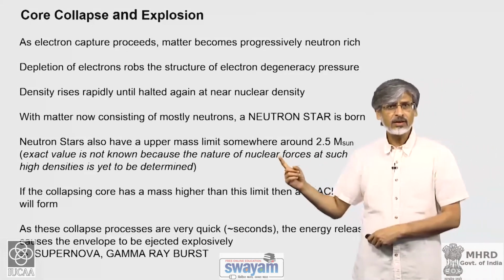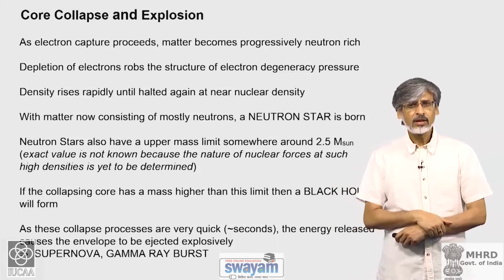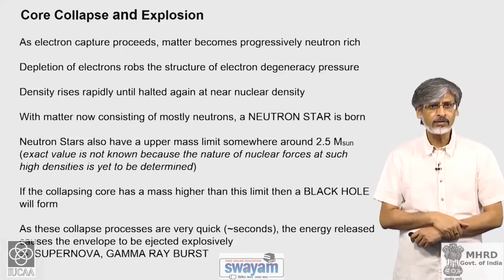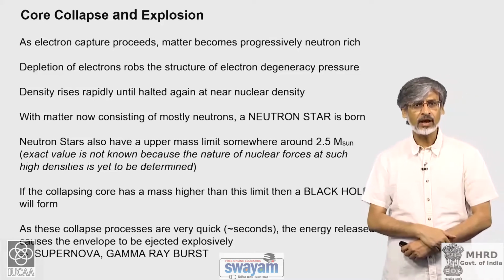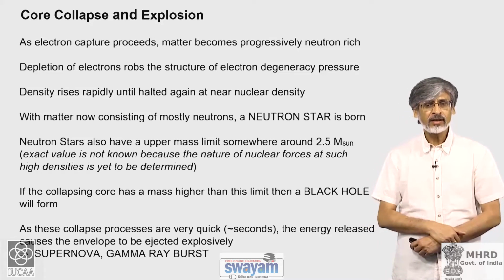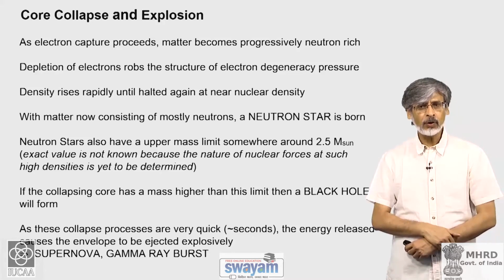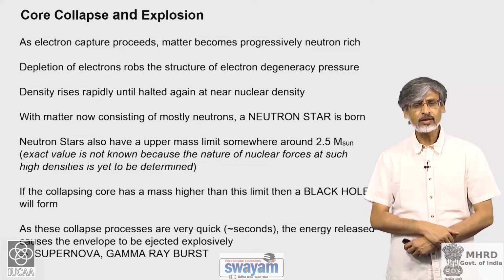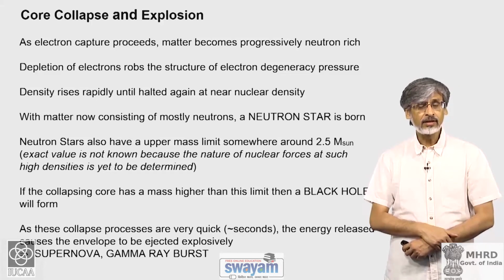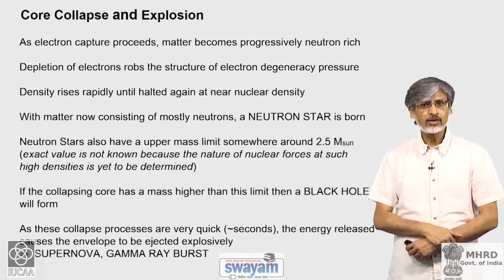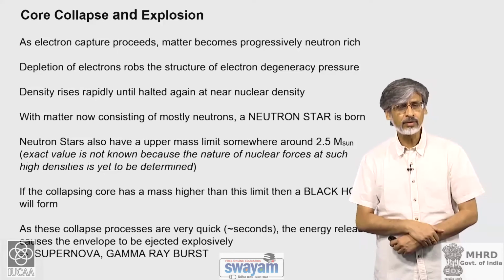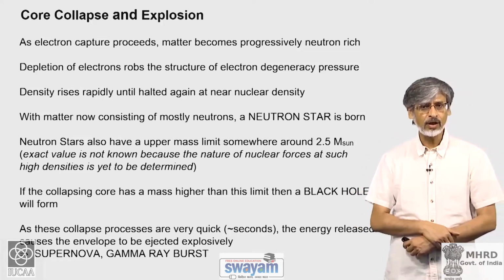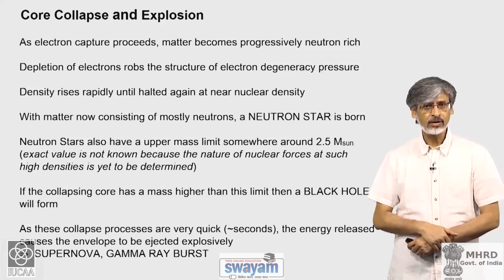Now, such neutron stars also have an upper mass limit. It is somewhere around 2.5 times the mass of the sun. We do not know the exact value, because the nature of the nuclear forces at such high densities is yet to be determined. This is one of the very important fundamental physics questions that a lot of people are trying to address, and the study of neutron stars is one of the interesting ways of addressing this fundamental physics question. We will come to more of that during our future lectures and modules.